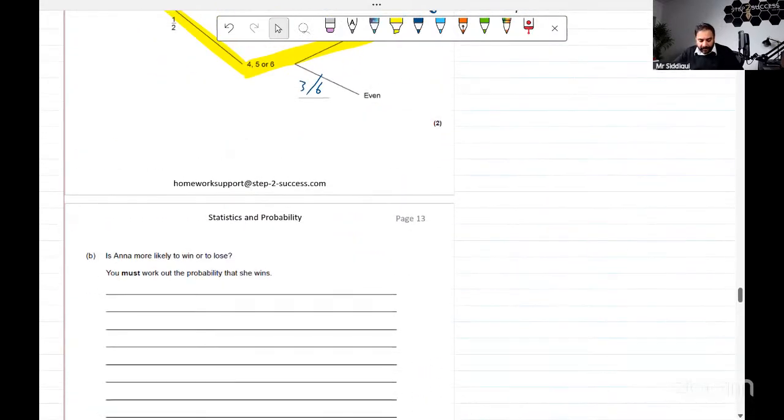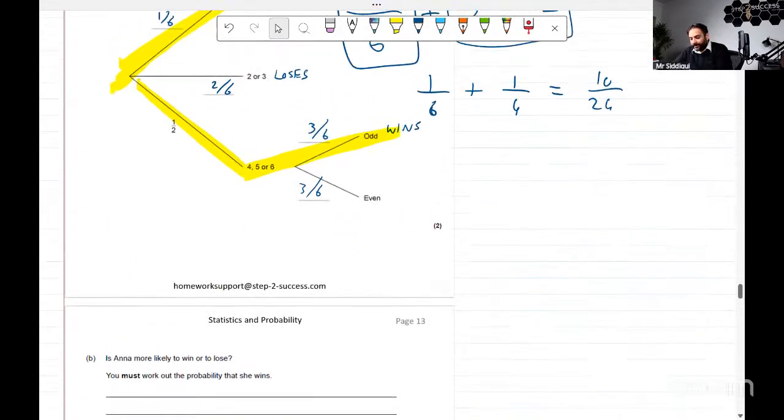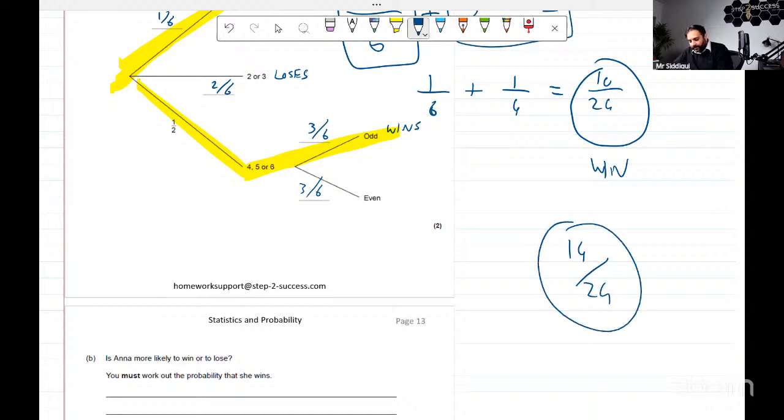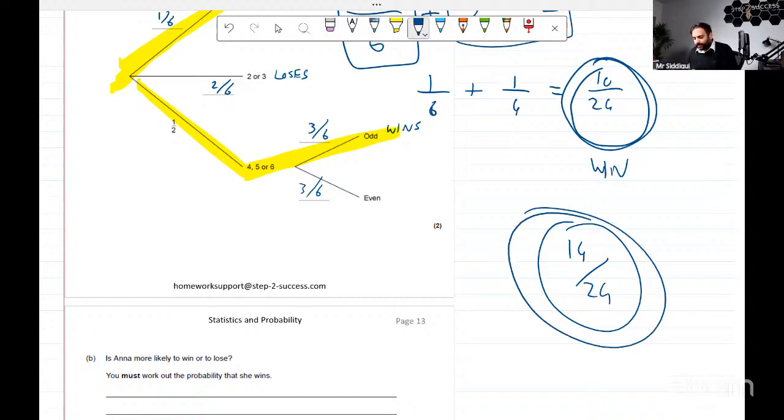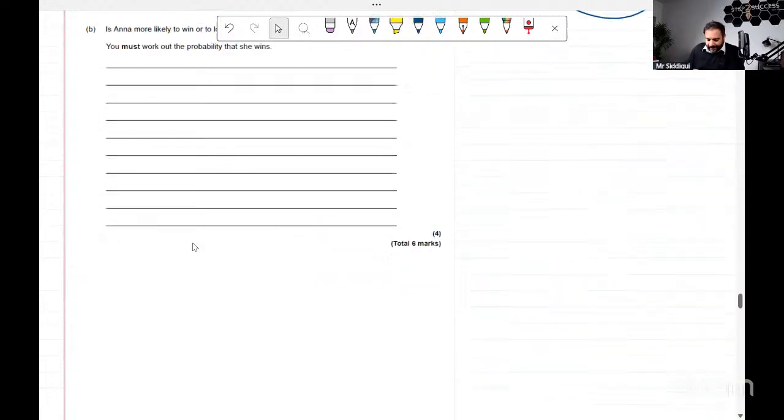Is Anna more likely to win or to lose? Well, if that's your probability of winning, isn't your probability of losing the rest of it, which is 14/24? So she's therefore more likely to lose this game rather than win this game. So yeah, there you go, 10/24. So she's more likely to lose this game because that's a bigger probability. And that is that.